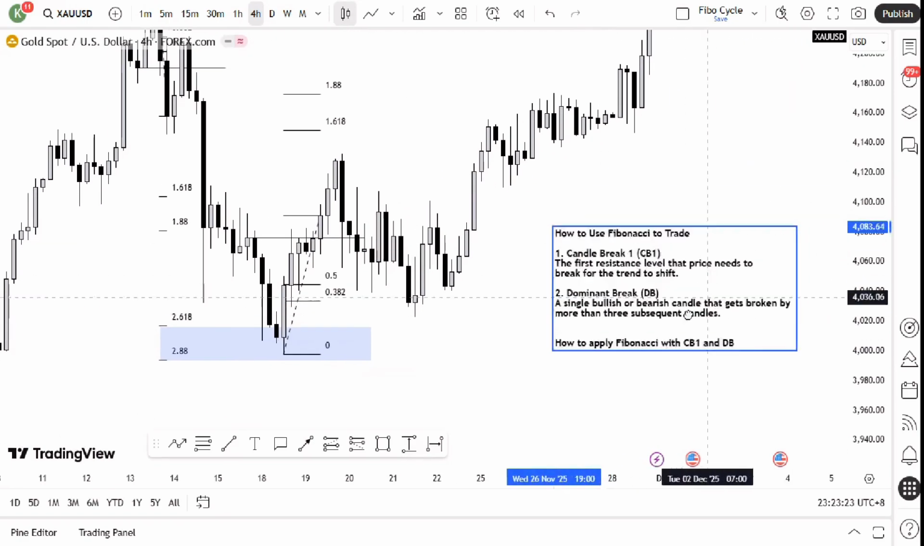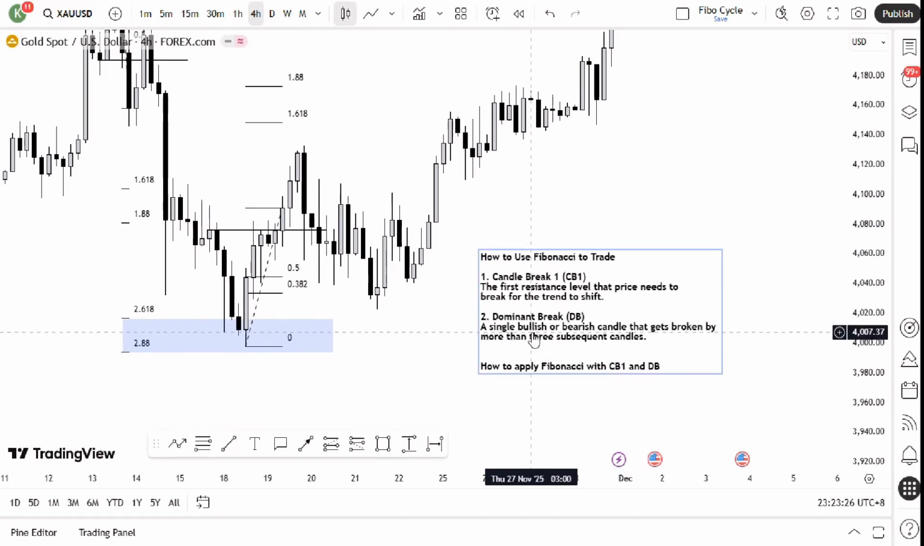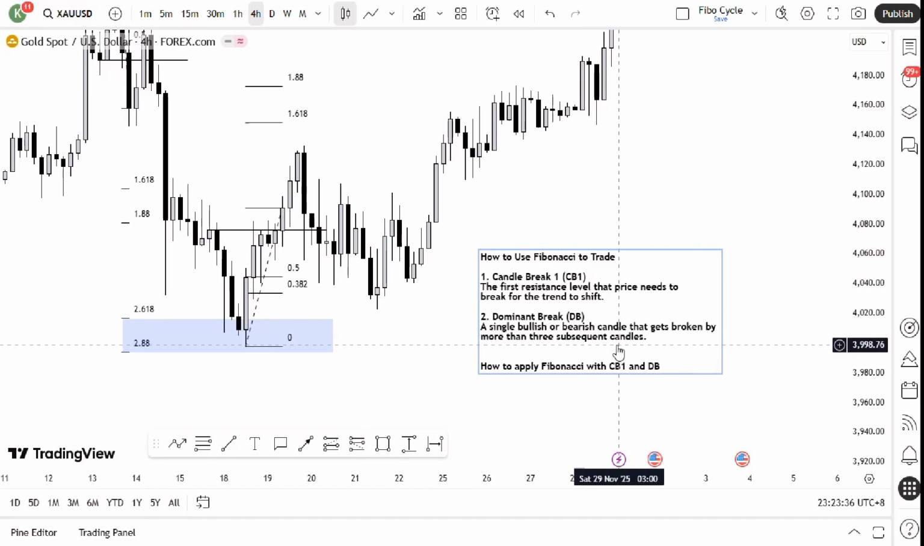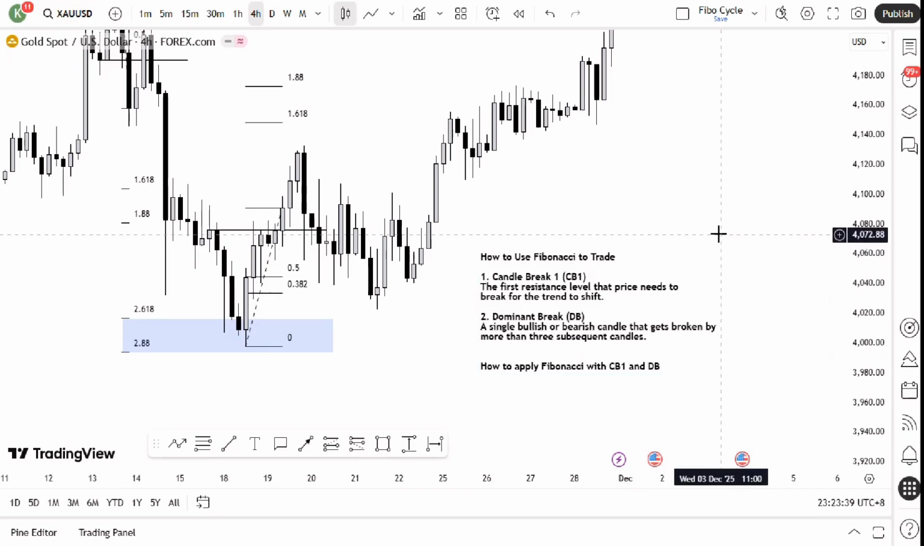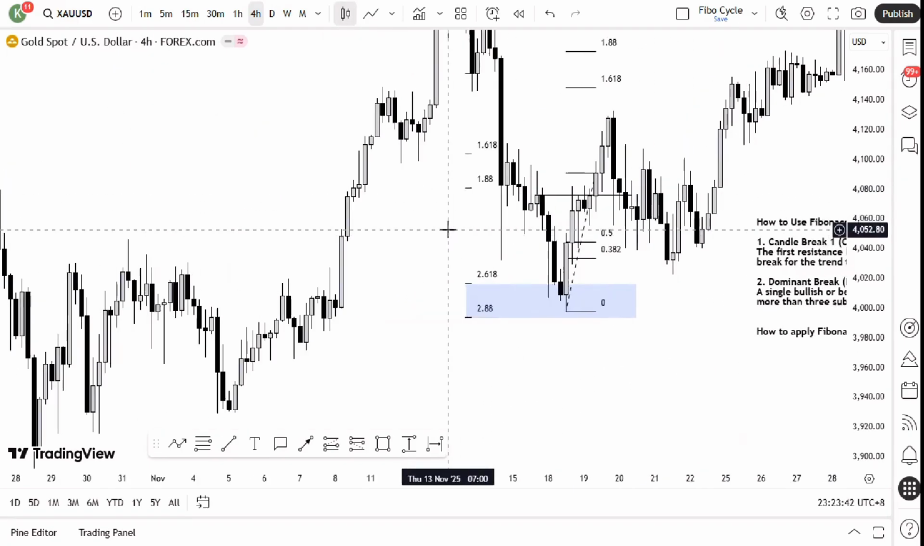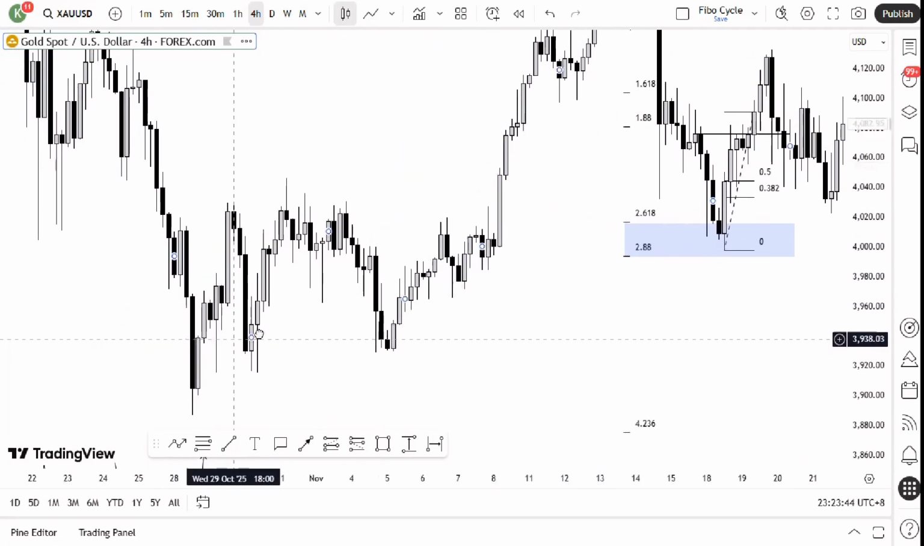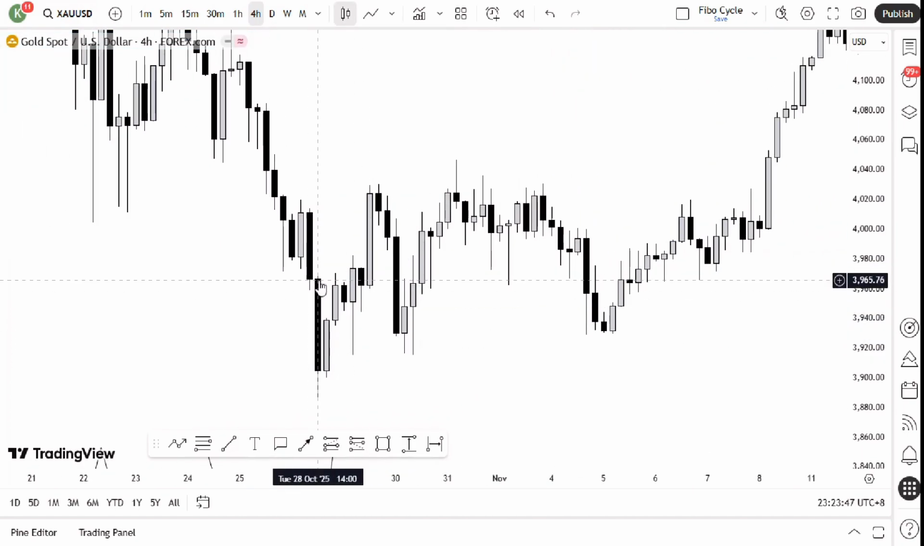The second way which we use is using a dominant break. What is a dominant break? A dominant break, or DB, is when a single bullish or bearish candle gets broken by more than 3 subsequent candles. It can be more than 3, but it cannot be lesser than 3. If you look at a chart example here, we have a dominant break over here, because there is a bearish candle which is broken by 1, 2, 3, 4. It took 4 candles to break this one bearish candle, which is more than 3. So this fulfills the requirement to be a dominant break.